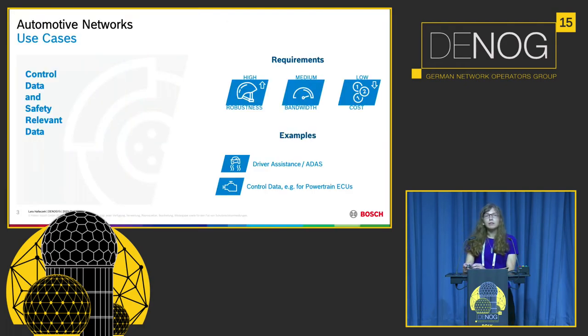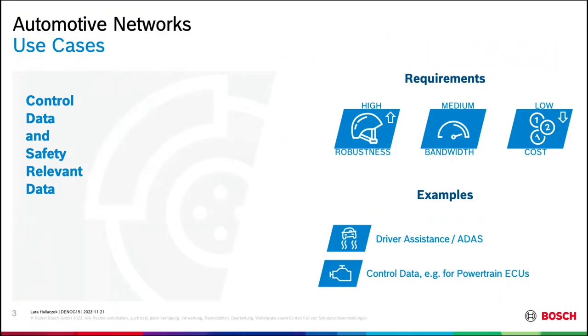So let's start with use cases for automotive networking. Why do we even need this? Of course, there are many different use cases in a car. Different functions have different requirements, and so there are different technologies in vehicles. First of all, there's control data and safety relevance data. That's, for example, for driver assistance systems or powertrain ECUs, or in general, just safety relevant data, for example, for a brake system. Here we need a really high robustness, about medium bandwidth, and it should be low cost.